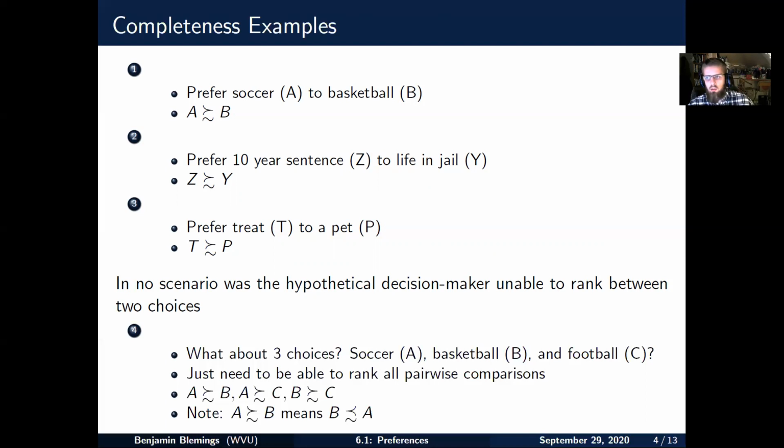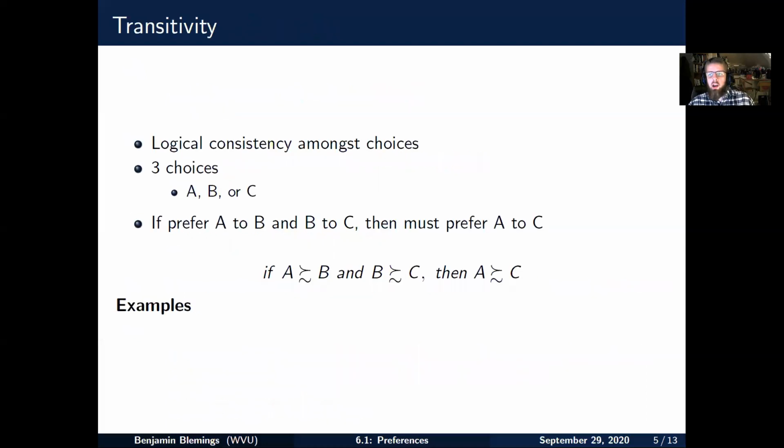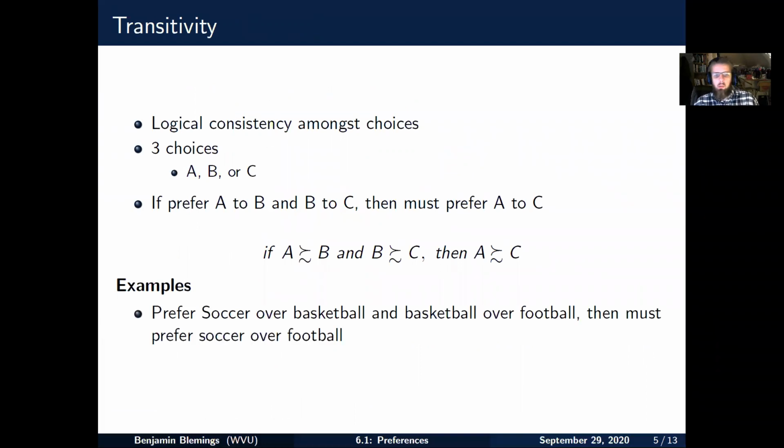And something you might have noticed with having three options is that if A is preferred to B and A is preferred to C, then it implies something for how B is compared to C. For there to be a well-defined relationship, there has to be logical consistency. That just means that if you prefer A to B and B to C, then you must prefer A to C, because A is greater than B and B is greater than C. So then A must be preferred to C. And so if you prefer soccer over basketball and basketball over football, then you must prefer soccer over football.